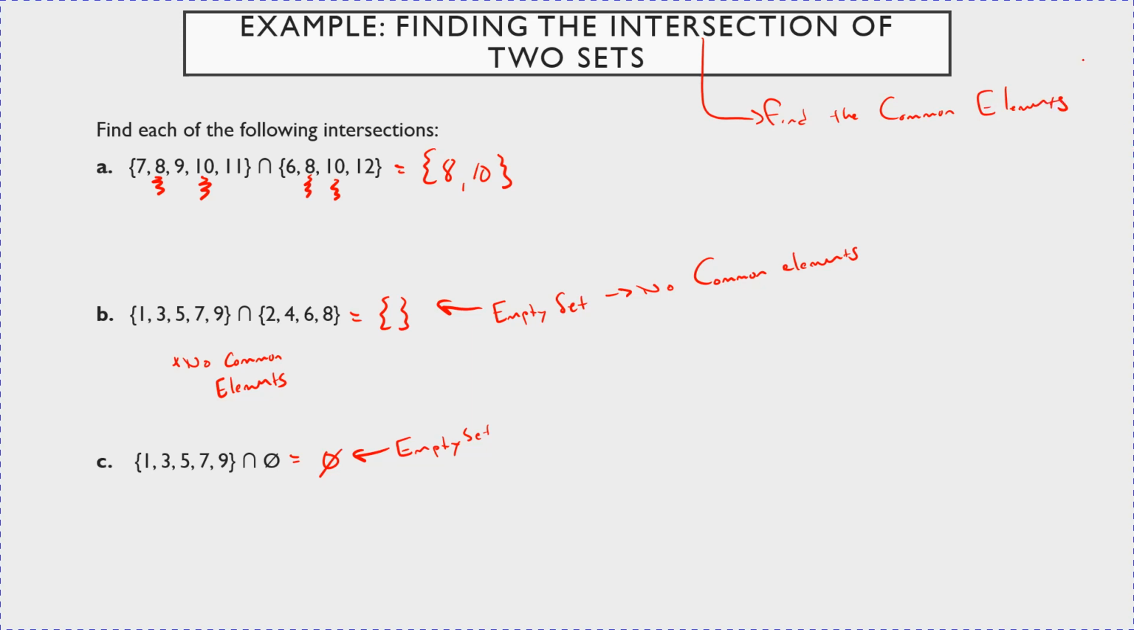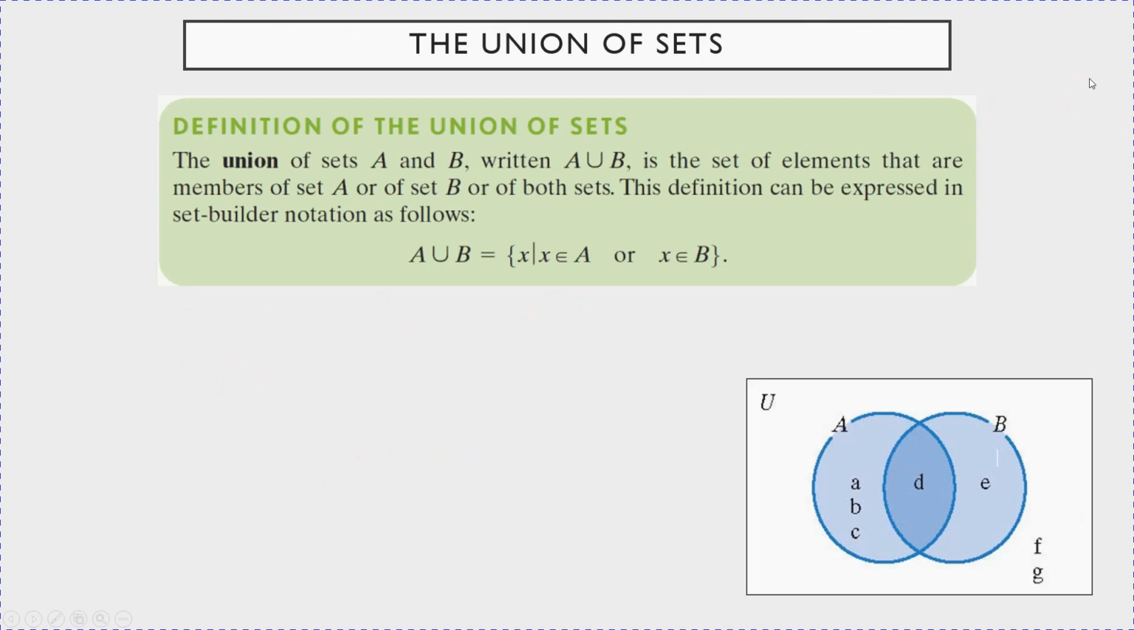All right, now let's talk about something called the union. The union of sets A and B, written with this symbol here meaning union, A union B, is the set of elements that are members of set A or set B or both sets. Think of it like when I got married to my wife, we formed a union. She had all her stuff in set A, and I had all my stuff in set B, and then we brought it all together into a house. So think of it as combining.